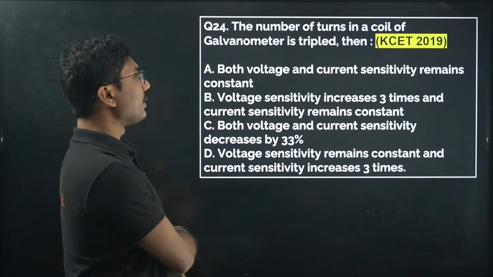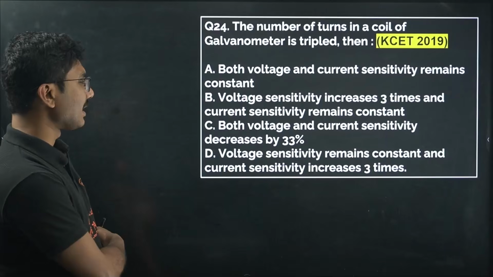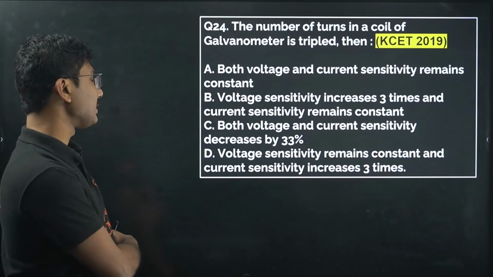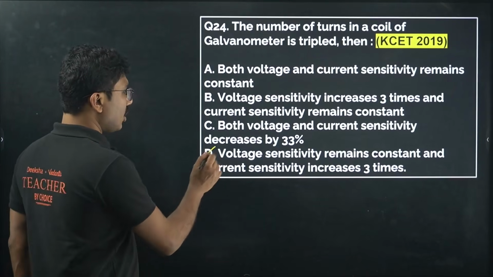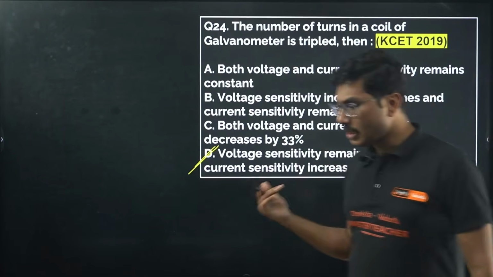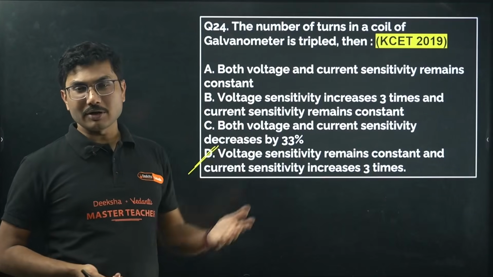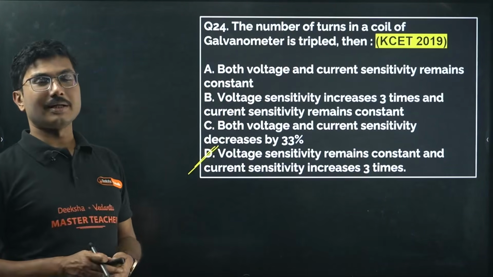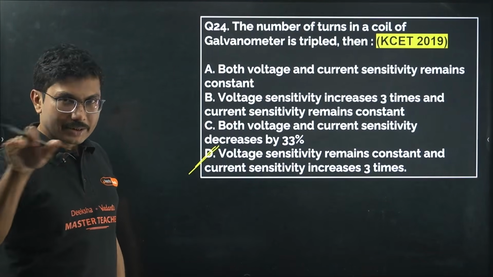Then both voltage and current sensitivity remains constant. Voltage sensitivity increases 3 times and current sensitivity remains constant. Both voltage and current sensitivity decreases by 33%. Voltage sensitivity remains constant and current sensitivity increases 3 times. So as we know that you cannot increase the voltage sensitivity by increasing the number of turns. So only current sensitivity can be increased, and so voltage sensitivity should remain constant, current sensitivity should increase by 3 times because you have increased the number of turns to 3 times. Okay, so current sensitivity increases, voltage remains same.